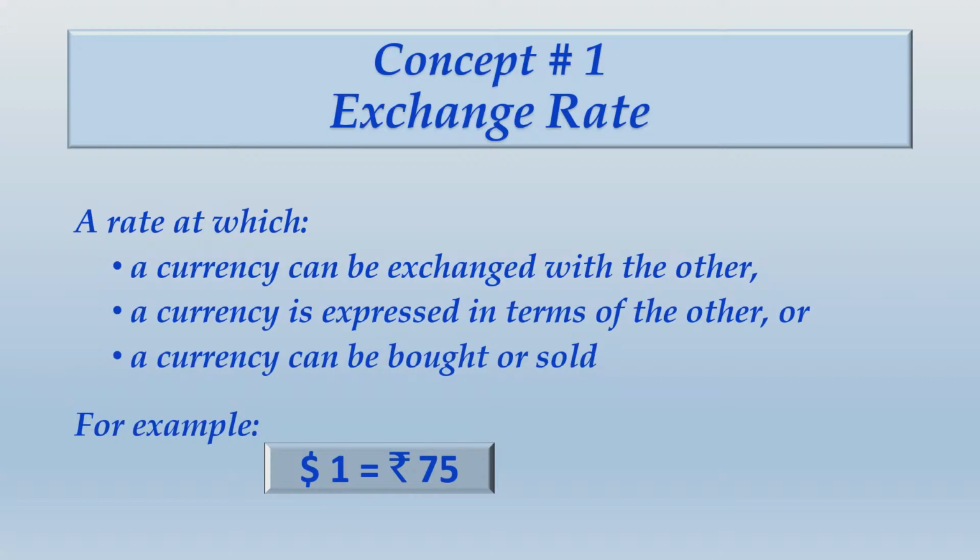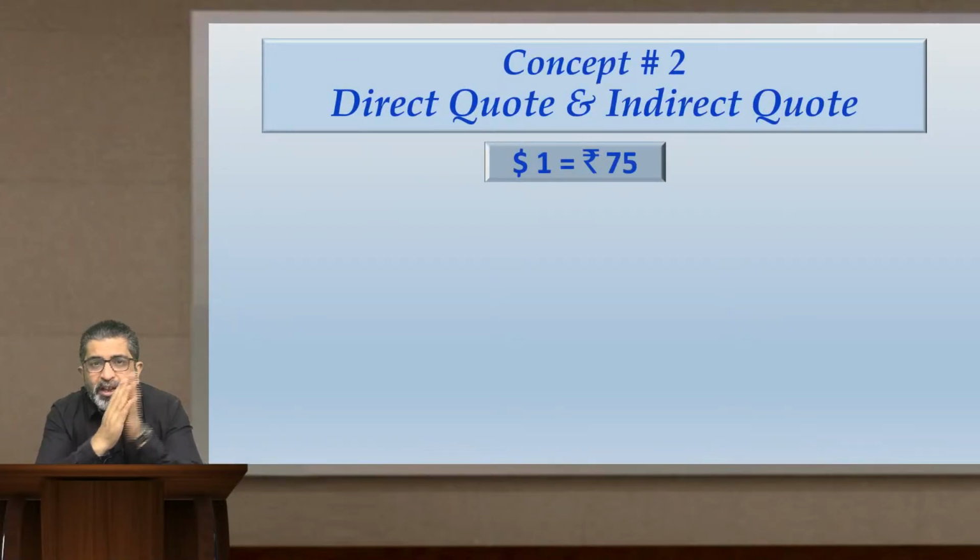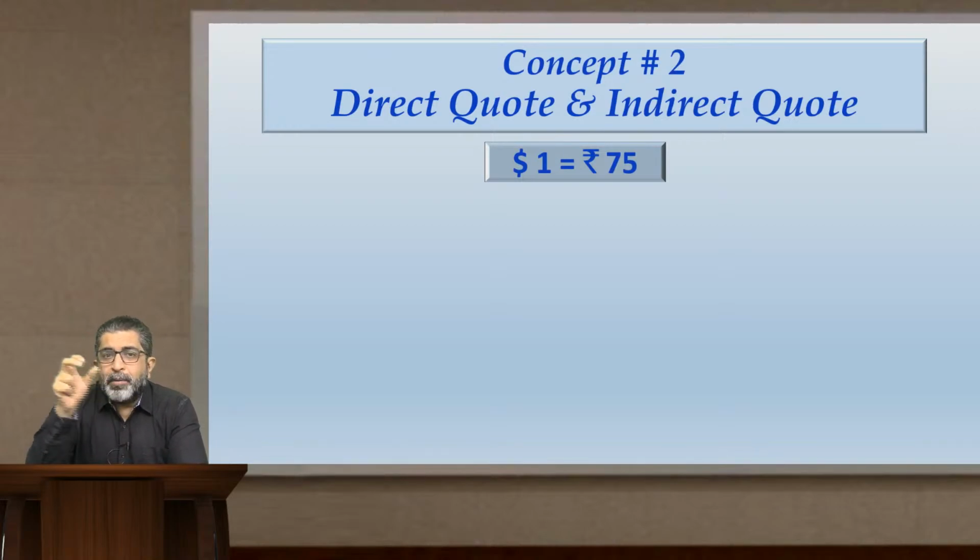Alright friends, let us move ahead, and the next concept is about direct quote and indirect quote. Now, we have taken one example of an exchange rate as $1 equals rupees 75. Whether this quote is a direct quote or indirect quote, how will we observe? Look at this quote, $1 equals rupees 75. Just use your brain. Is it a quote given for 1 unit of dollar, or for 1 unit of rupee? Obviously, it is a quote given for 1 unit of dollar, because $1 has a price of rupees 75.